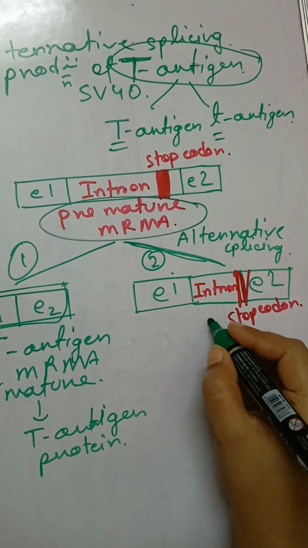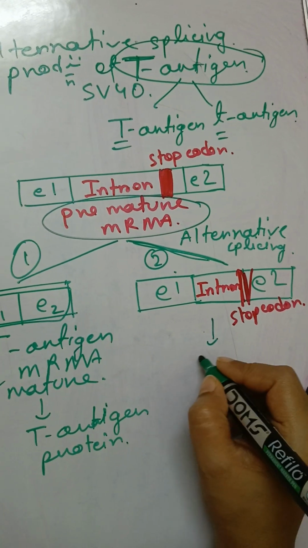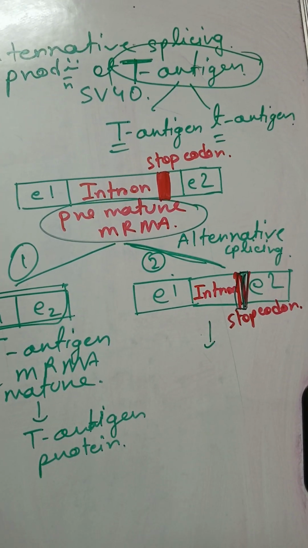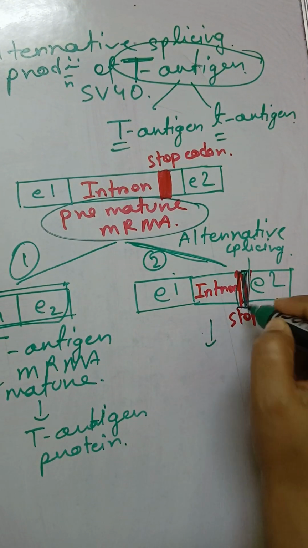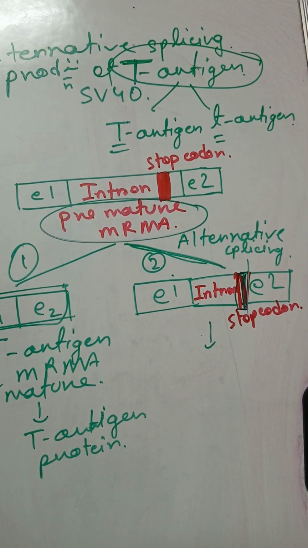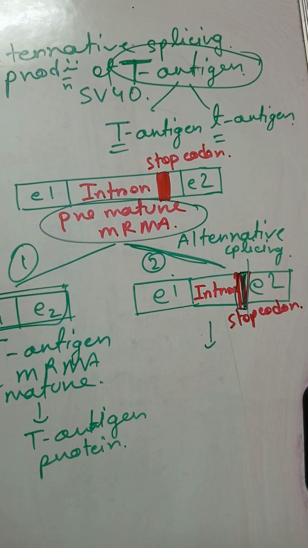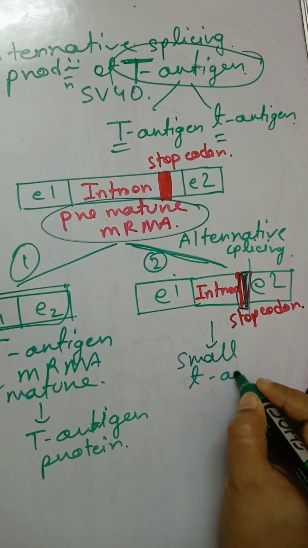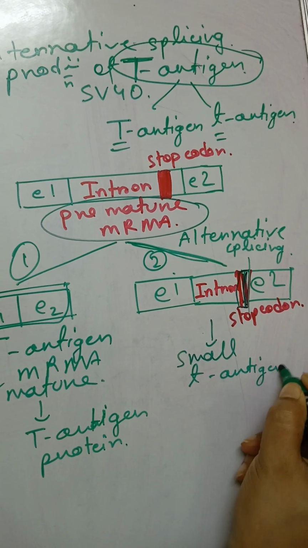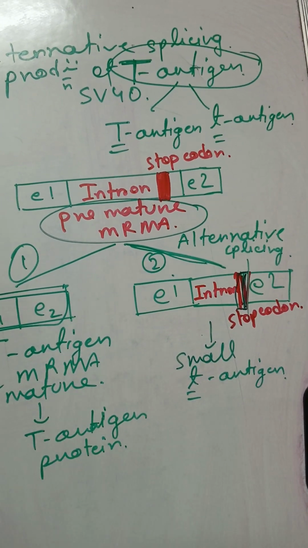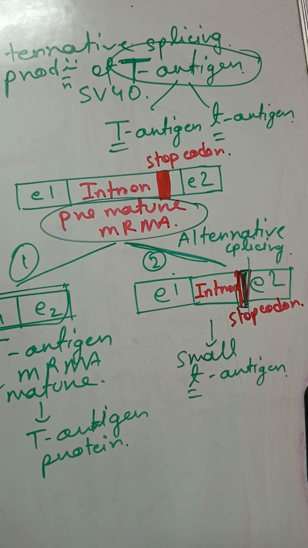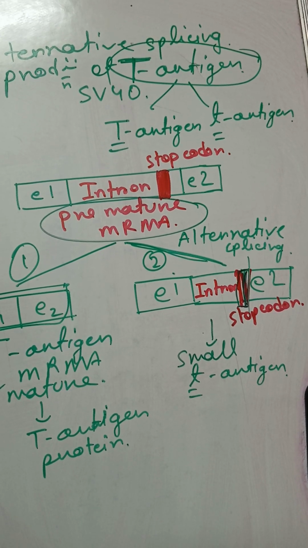So due to this, what happens? Due to the presence of the stop codon region, protein synthesis will be stopped at this point. So that is why they produce small T antigen. Here the small and capital letter doesn't mean I just denoted them on my own, like capital T or small t. No, it's not like that.